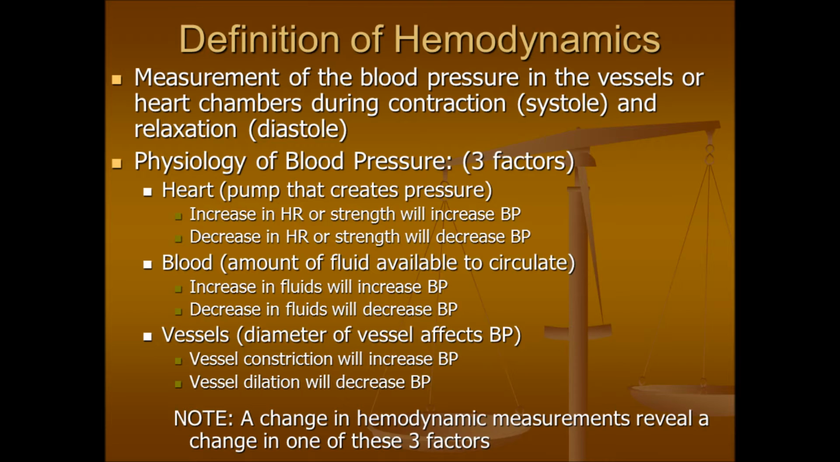The physiology of blood pressure: there are three factors that will determine what your blood pressure is. It's either going to be the pump itself, which is the heart, and the pump creates a pressure, so it can be a factor on whether that pressure is increased or decreased. The blood, which is the fluid in the pump, and the amount of fluid available to circulate throughout the system. And then the blood vessels. The pump has to send the blood through the vessels, and the diameter of the vessels is what actually will affect the blood pressure.